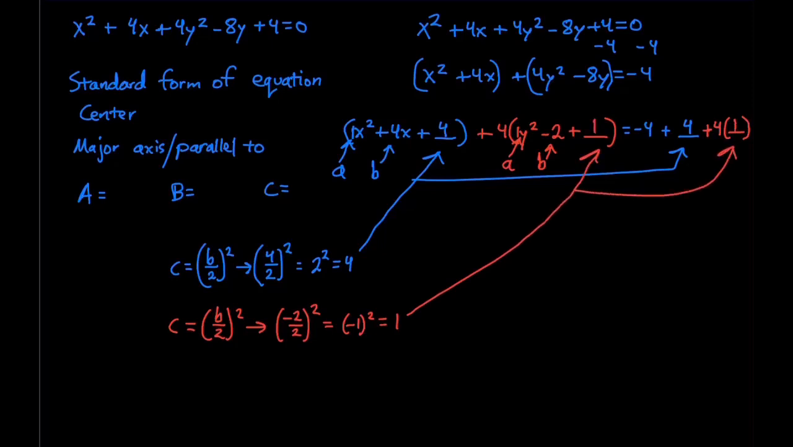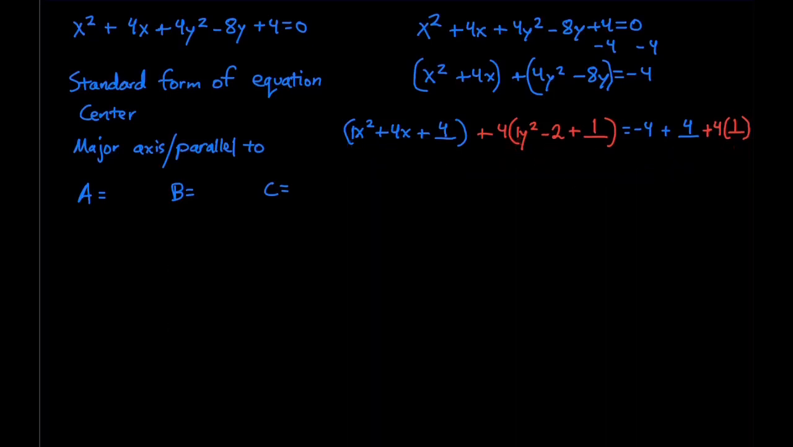Now we're going to factor the left side and simplify the right side. If you want, you can do the right side first. This negative 4 will cancel out with the positive 4. And then all that's left is this 4 times 1. So the right side only has a 4 left.